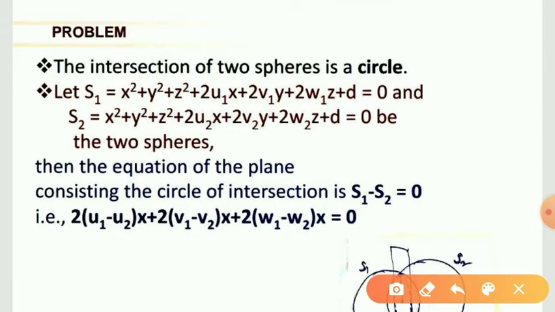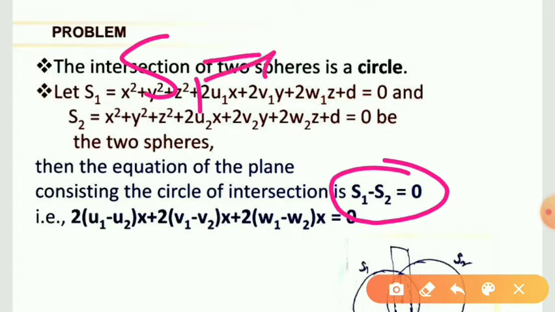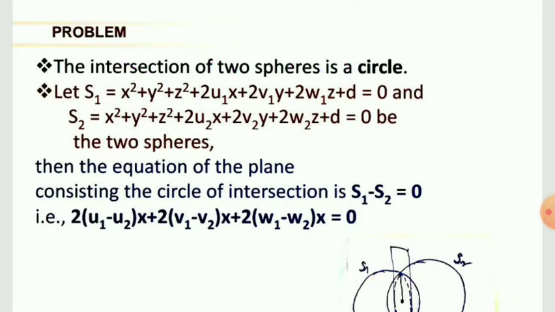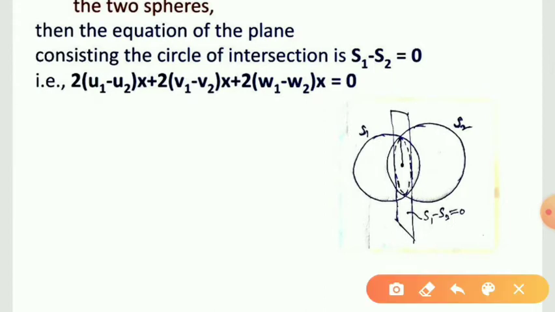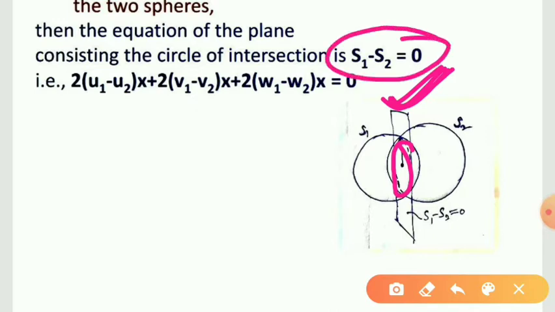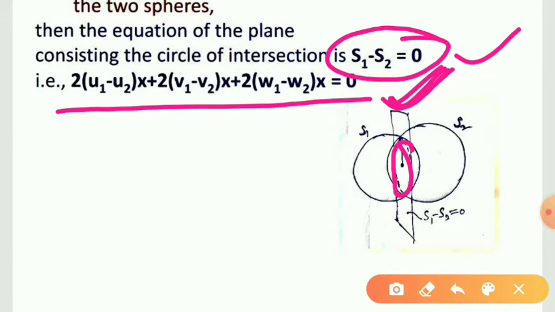This is the formula we use to find the plane which contains the circle of intersection of two spheres. If S1 equals 0 and S2 equals 0 are two spheres, as shown in the figure, then the equation of the plane that contains the circle of intersection of these two spheres is S1 minus S2 equal to 0. This can be written as 2(U1 minus U2)x plus 2(V1 minus V2)y plus 2(W1 minus W2)z is equal to 0.